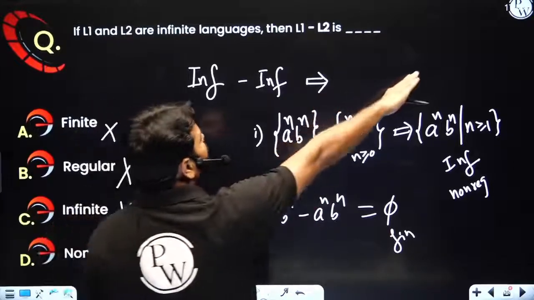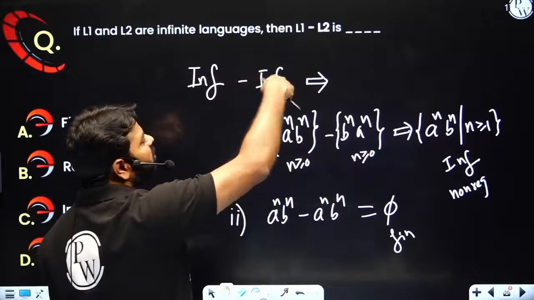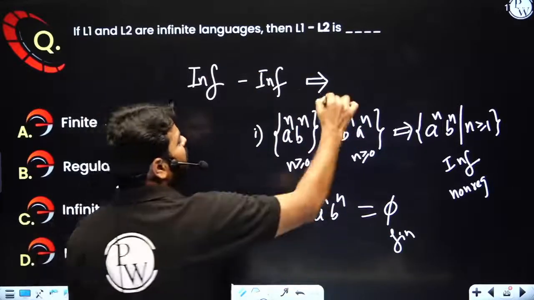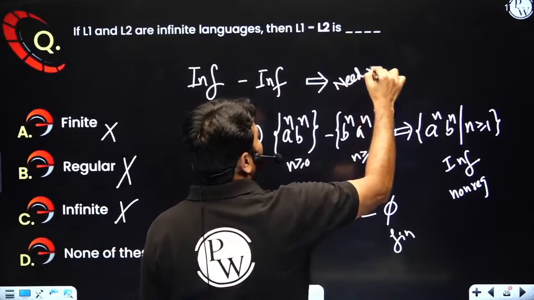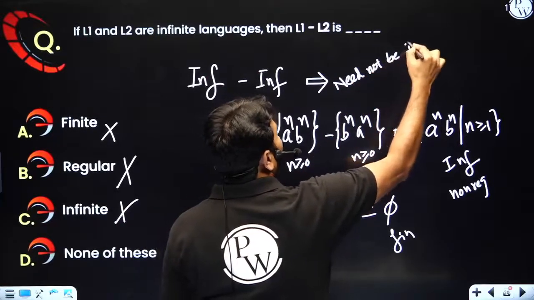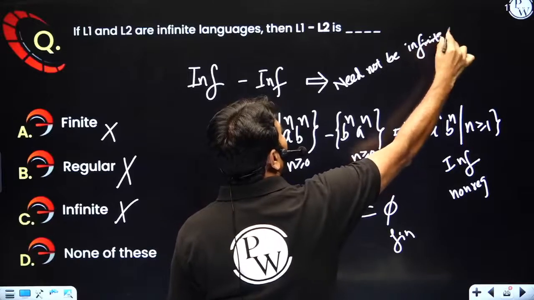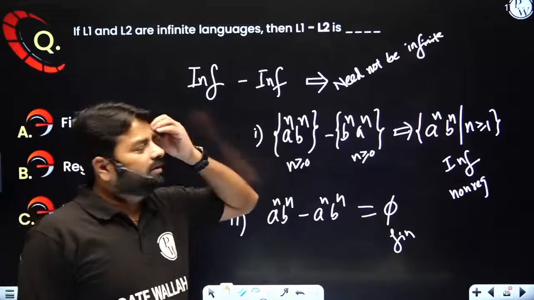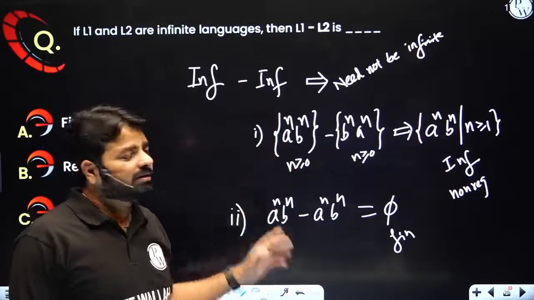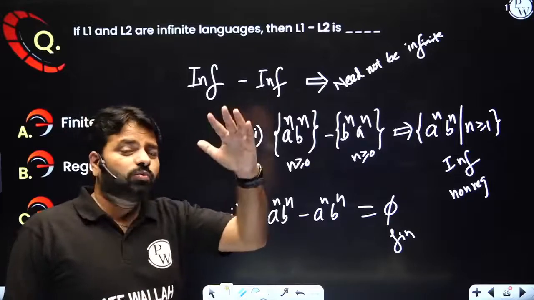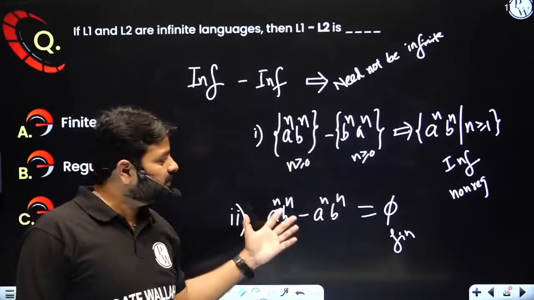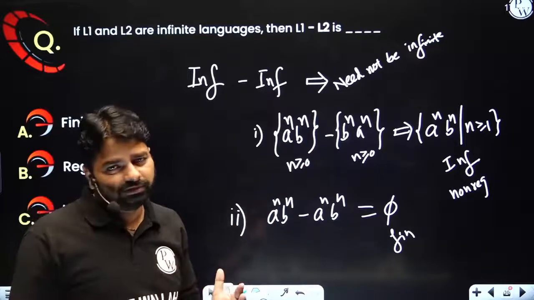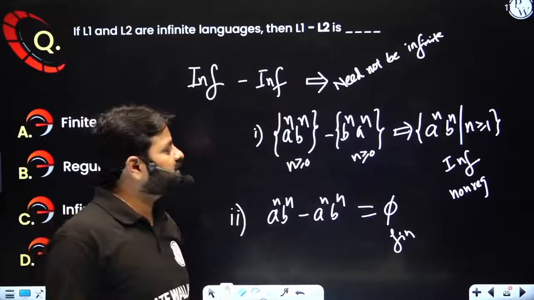So I'm just leaving it to you, but we are clearly talking about infinite. So I can say that it need not be infinite. But you can also say it need not be finite, need not be regular. Because of this reason, set difference is not closed for infinite languages. What about finite? Finite minus finite was finite, right? We have seen just before this, and hence set difference is closed for finite languages.